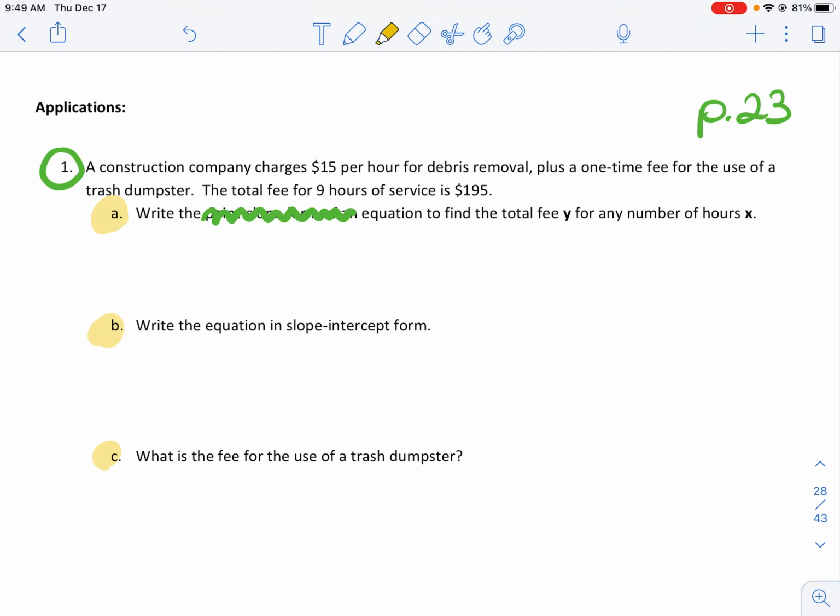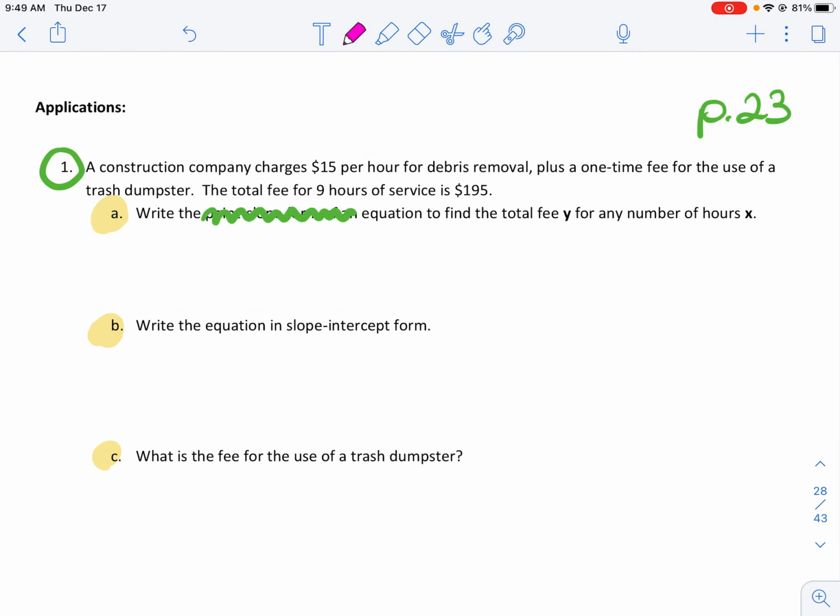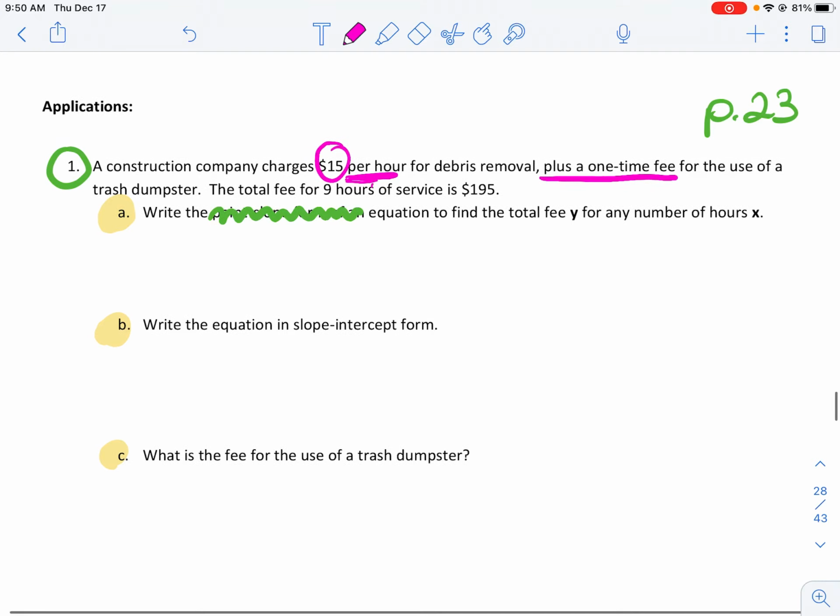Let's read through our problem, though. You should be underlining and highlighting as we go. A construction company charges $15 per hour, so important that per hour, for debris removal, plus a one-time fee for use of the trash dumpster. The total fee for 9 hours of service is $195. Okay? So write the equation to find the total fee y for any number of hours x.